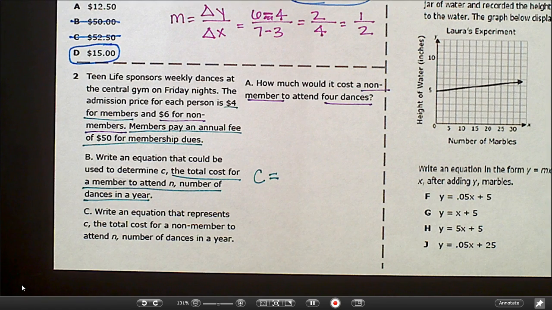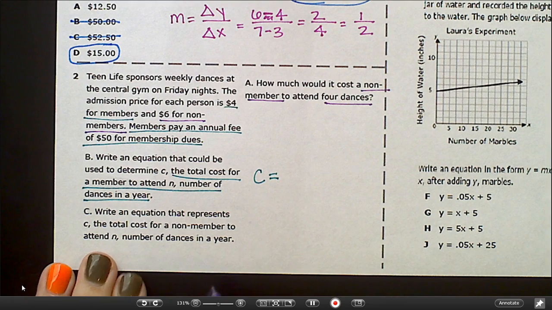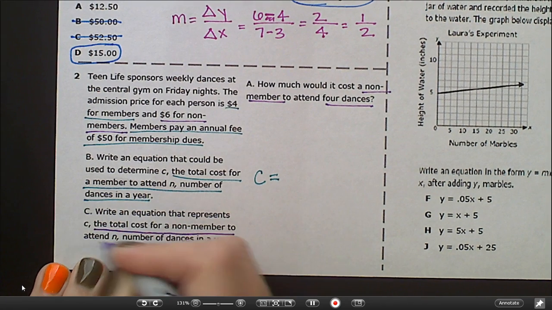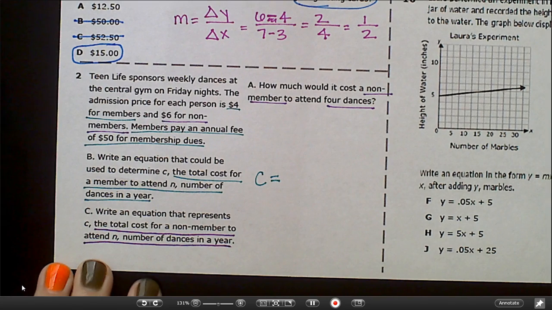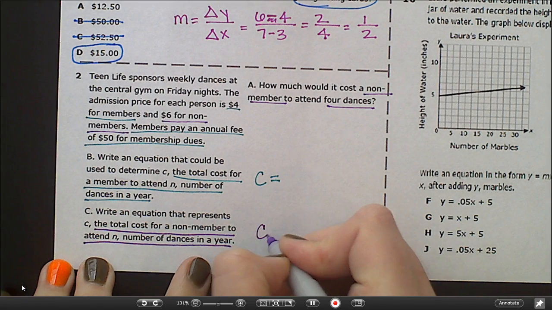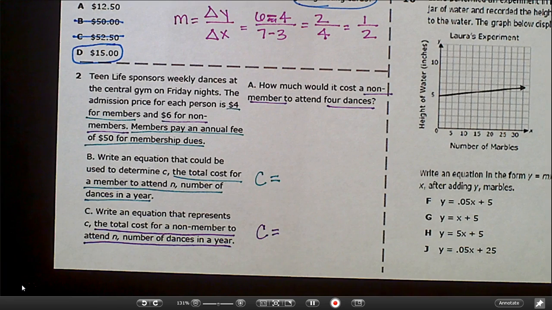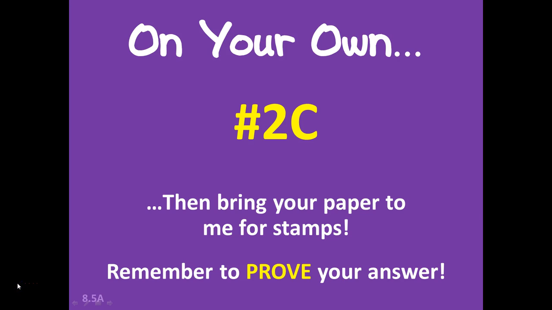Okay, the last part, part C, says to write an equation that represents the total cost for a non-member to attend N dances per year. So the cost of a non-member would be something N plus 0 maybe, okay? So I'd like for you to finish part C on number 2, and then bring me your paper for a stamp, and then we'll move on from there. So please pause the video now.